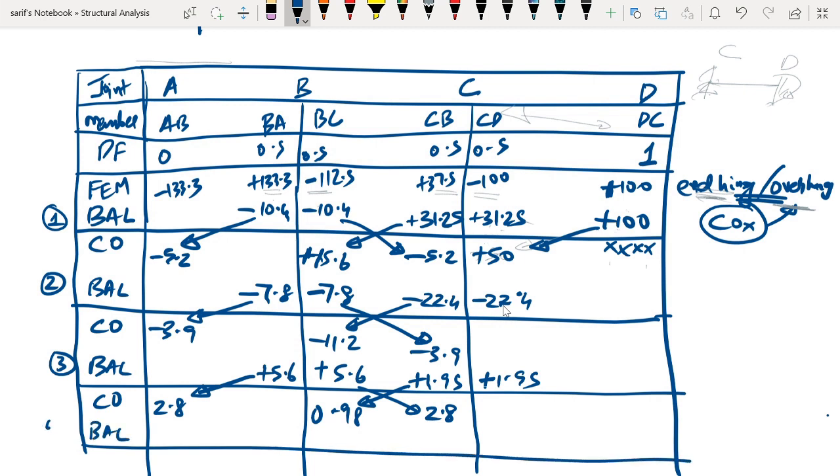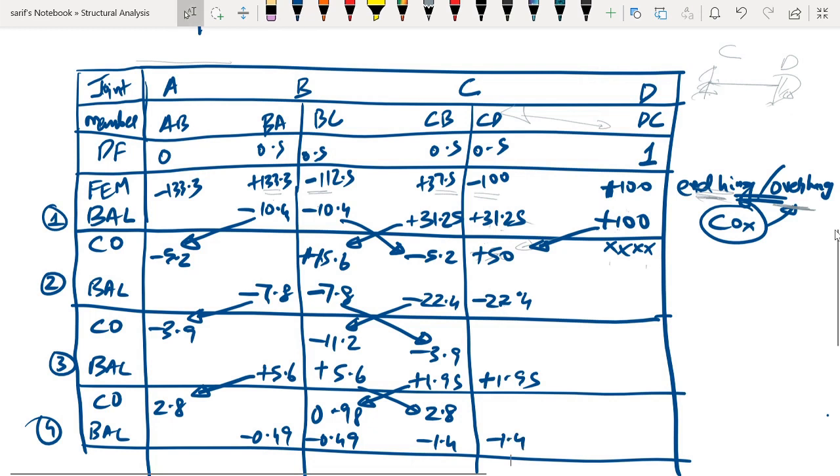Okay. Once again, if we look, we have disturbed the equilibrium of the interior joints, so we will have to balance again. This is balancing cycle number 4. So 0.98, if we try to balance by repeating the steps we have done, we will get minus 4.9 each, and this if we try to balance, we will get minus 1.4 and minus 1.4. So we have already done 4 cycles of balancing.